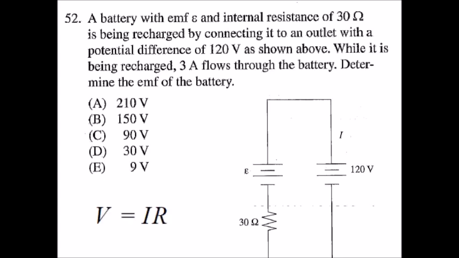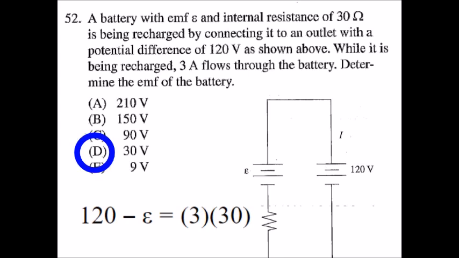I like V equals IR. 120 minus epsilon is equal to 30 times 3. And we're trying to find EMF epsilon, and the answer there is 30 volts. Now, the most common answer I received was A, 210 volts. And you see what happened. That would be true if you turn that battery around, but this battery is being recharged. Notice how those two batteries are pushing charge in opposite directions. One of them is a, hey, let's go counterclockwise type of battery. The other one's a, hey, let's go clockwise type of battery.